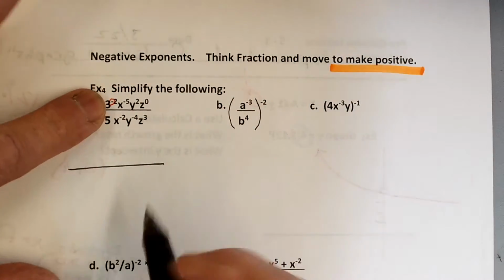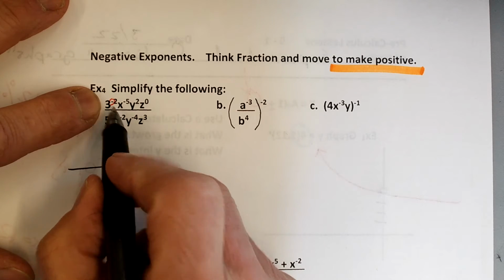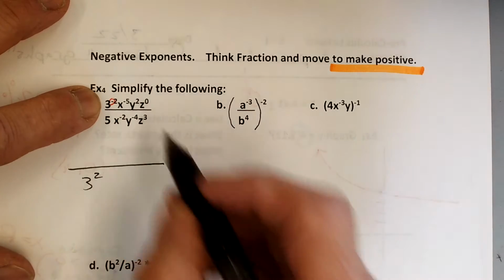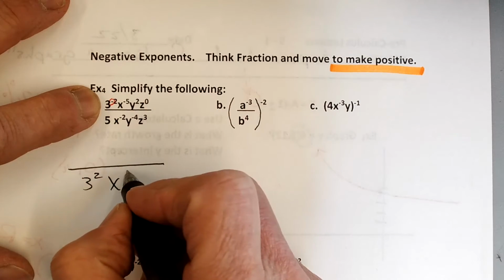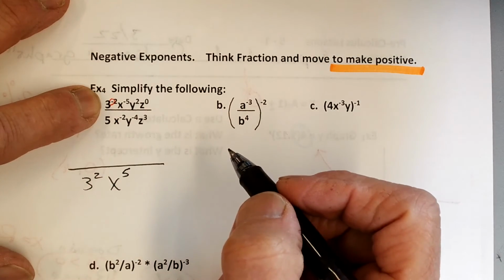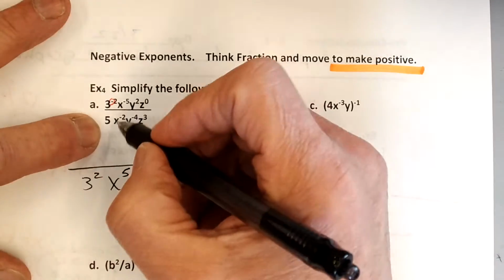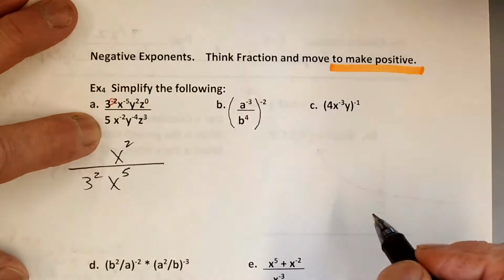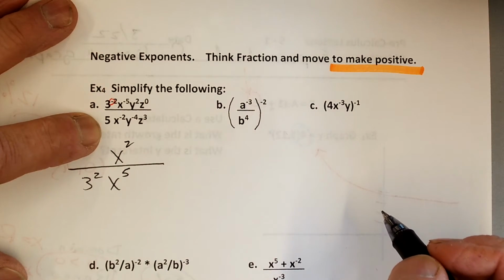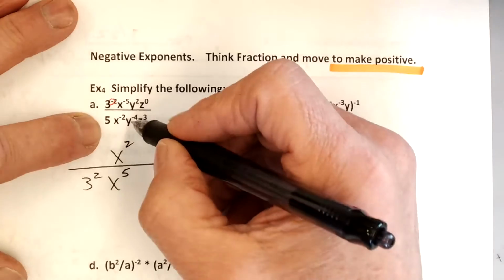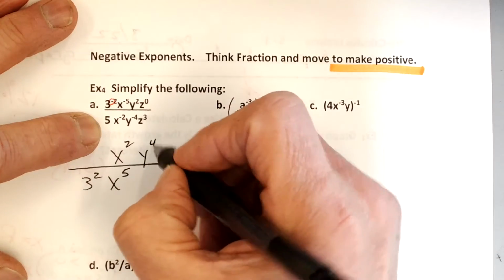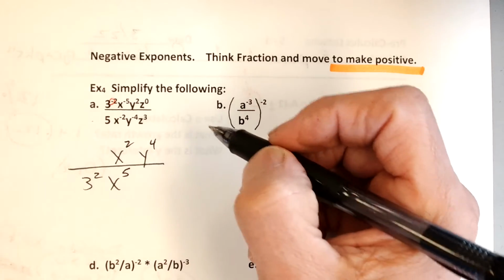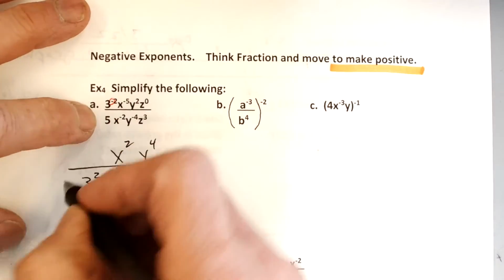It's this easy, watch. This 3 to the negative 2 comes down. This x to the negative 5 comes down. So when I switch it, I make them positive, right? This x to the negative 2, it comes up. Okay, remember doing this in algebra 2? This y to the negative 4, it comes up. Now everything else is just the way it is, right? So let's see what else we have. We have this 5 is here.